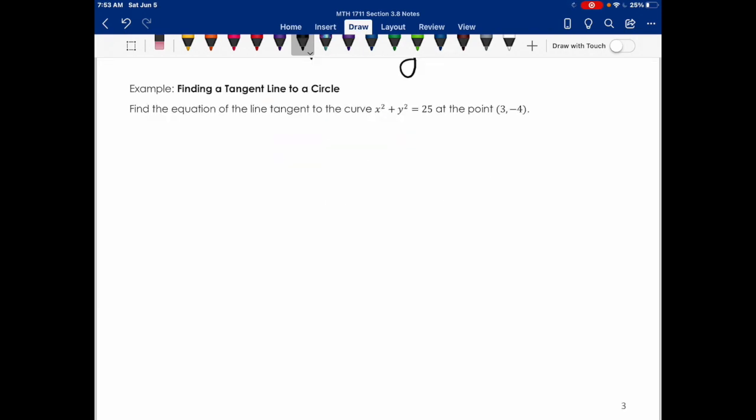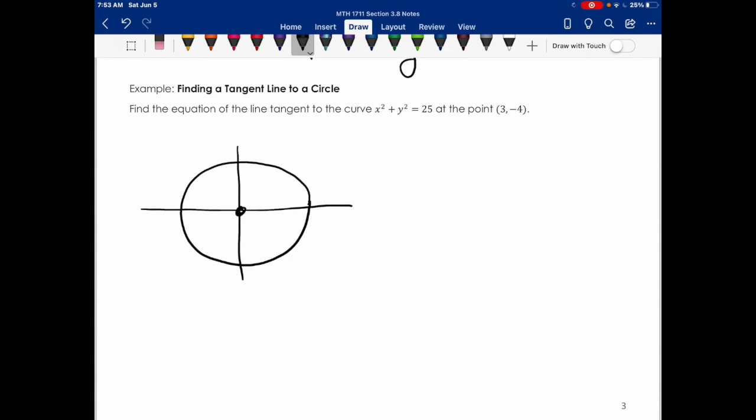In the next example, we're going to find the equation of a tangent line to the curve x squared plus y squared is equal to 25. So again, we're dealing with a circle that has a radius of 5. The center is at 0, 0. So here's our picture, just a rough sketch. The center of the circle is at 0, 0, and the radius is 5. So this is the point 5, 0. This is the point 0, 5. This is the point negative 5, 0. And then this is the point 0, negative 5. So here's the picture of our equation x squared plus y squared is 25.